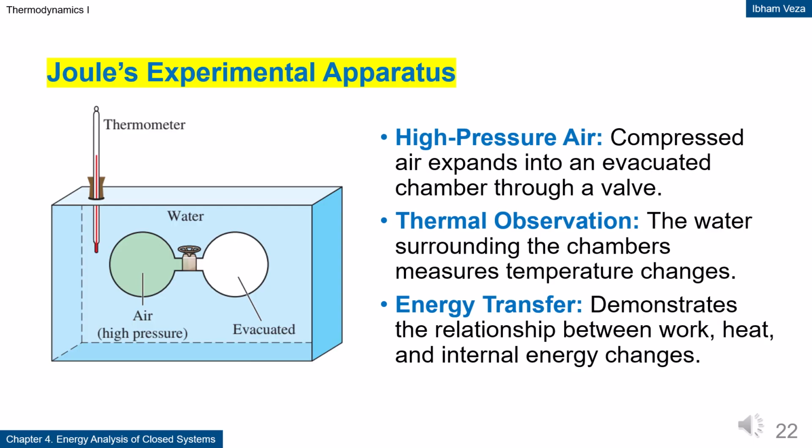Joule's experimental apparatus. Joule's experiment shows the relationship between work, heat, and internal energy change. High-pressure air expands into an evacuated chamber through a valve. The temperature change is observed using the surrounding water. This experiment proves that internal energy is a property. This result becomes an important foundation for the concept of internal energy in ideal gases.